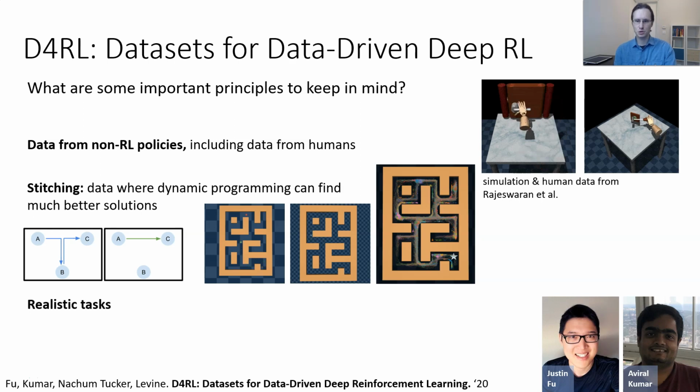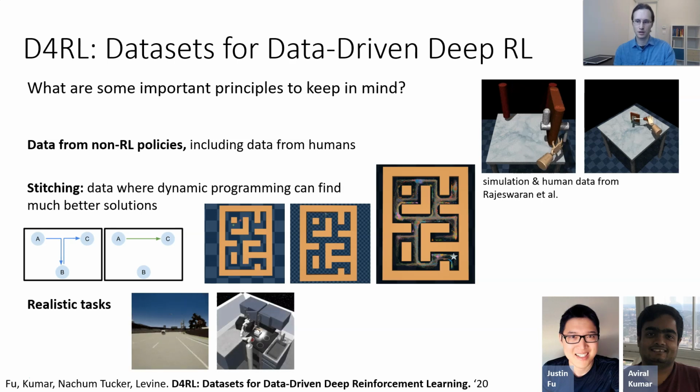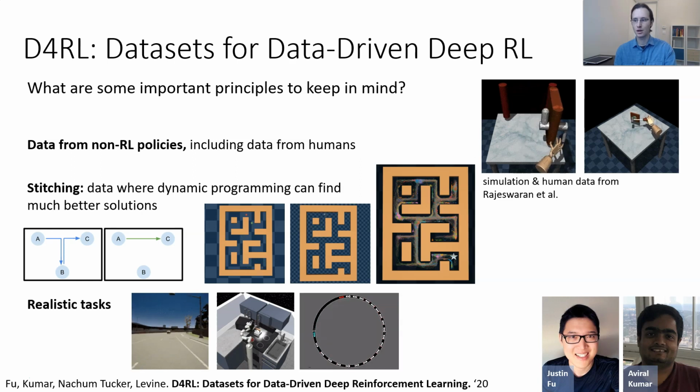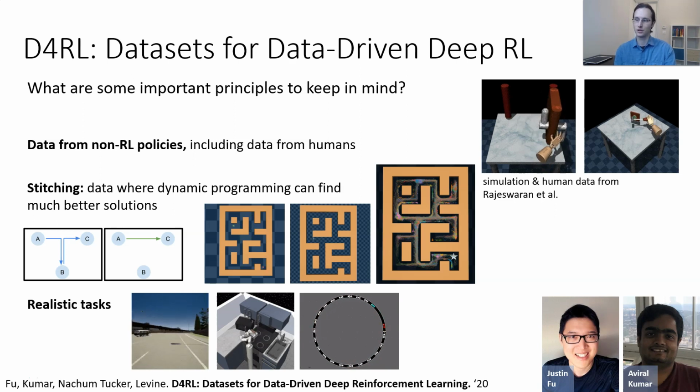And lastly, we should make sure to include realistic tasks. So we made sure to include image-based tasks for autonomous driving based on the CARLA simulator, dexterous manipulation tasks for multitask settings with the Franka robot based on this kitchen environment proposed in the Relay Policies paper by Abhishek Gupta, and a traffic control simulation environment developed by Professor Alex Bayen's lab, which requires an autonomous vehicle to modulate the flow of traffic.